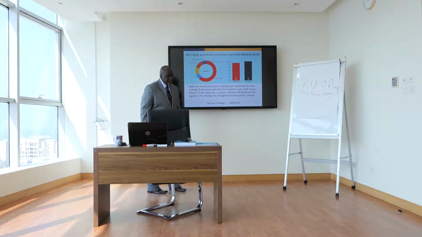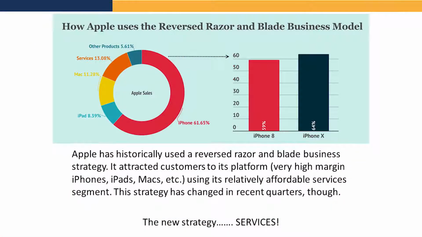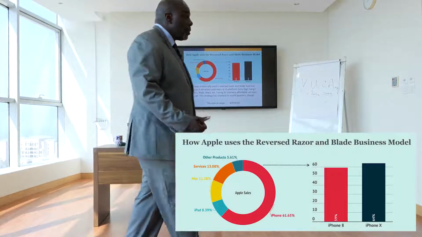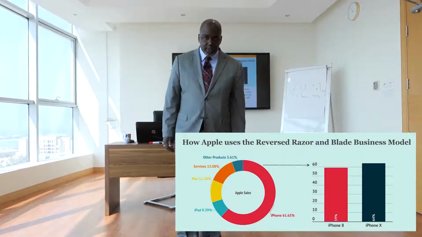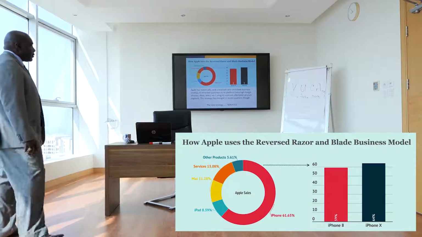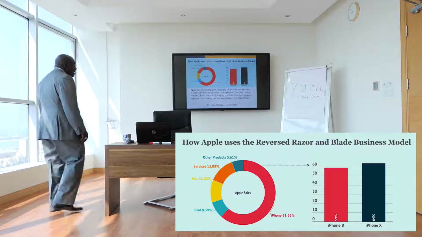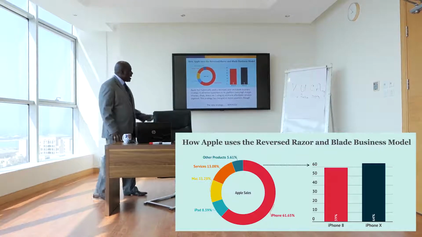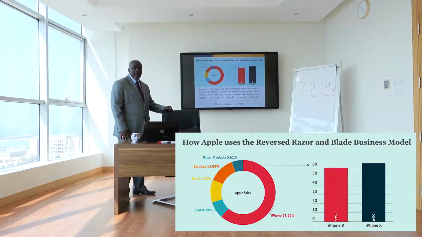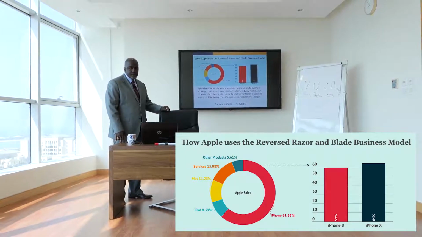So here it is. Here's one strategy. This is very, very interesting. Here's one strategy that Apple used. This is one strategy that Apple used for their business strategy. What is it? Well, it's something called the reversed razor and blade business model. What is the razor and blade business model? What is it?